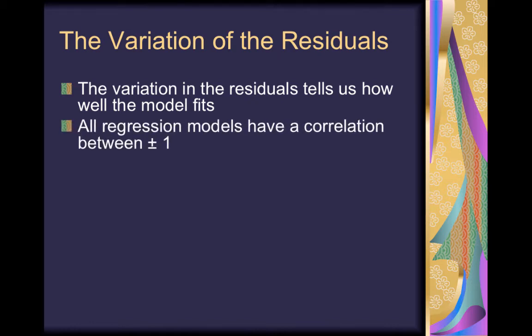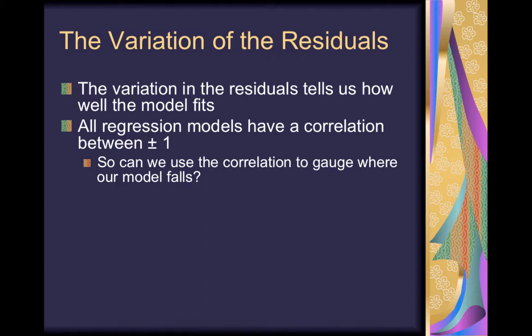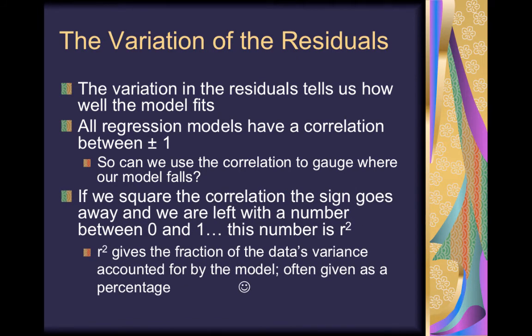So all regression models have a correlation between 1 and -1, which does measure our strength. Can we use the correlation to gauge where our model falls? Is the model fitting well or is it not fitting well? And yes, we can. If we square the correlation, the sign goes away, and we're left with a number between 0 and 1. This number is called r squared because we squared r, our correlation.